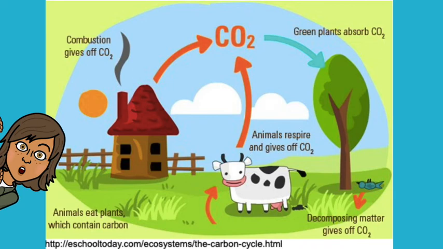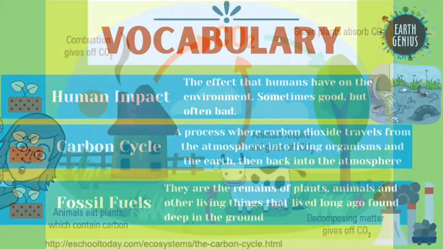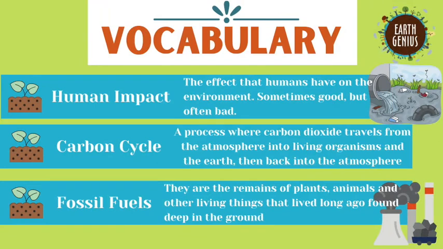When plants or animals die, the carbon in their bodies gets decomposed and either goes up into the atmosphere or gets absorbed and decomposed into the soil. When carbon from plants or animals gets absorbed into the soil and transformed over many, many years, it can turn into fossil fuels. Fossil fuels are the remains of plants, animals, and other living things that lived long ago, found deep in the ground, in a form that is now usable for energy.